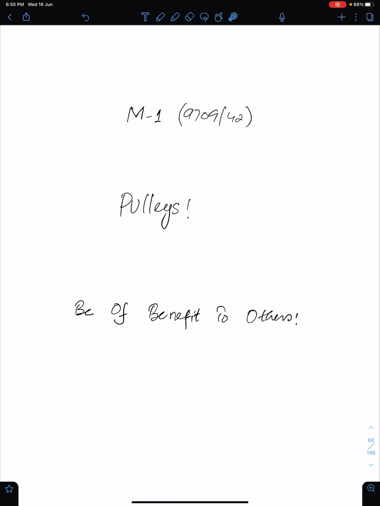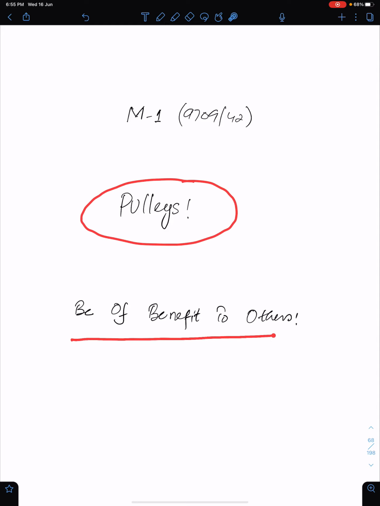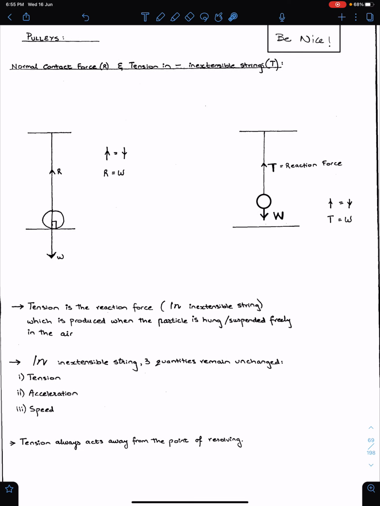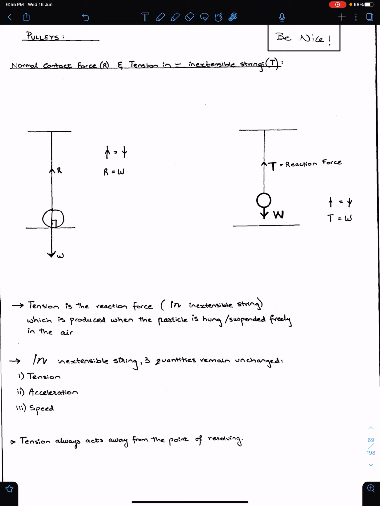Alhamdulillahi rabbil alameen. In this lecture, I will discuss the important concepts of pulleys and important advice. Be of benefit to others. Normal contact force and tension in inextensible string.